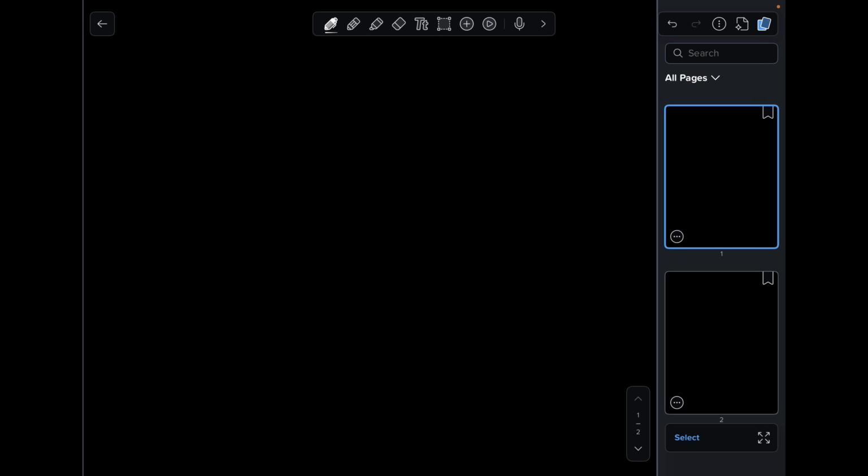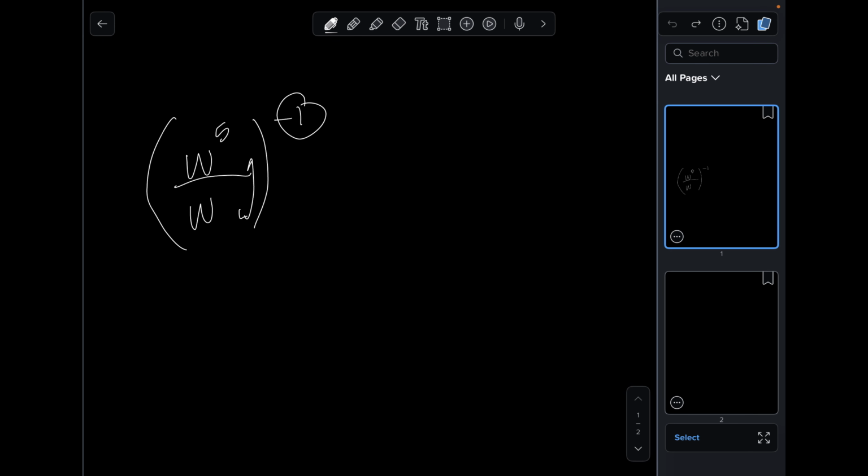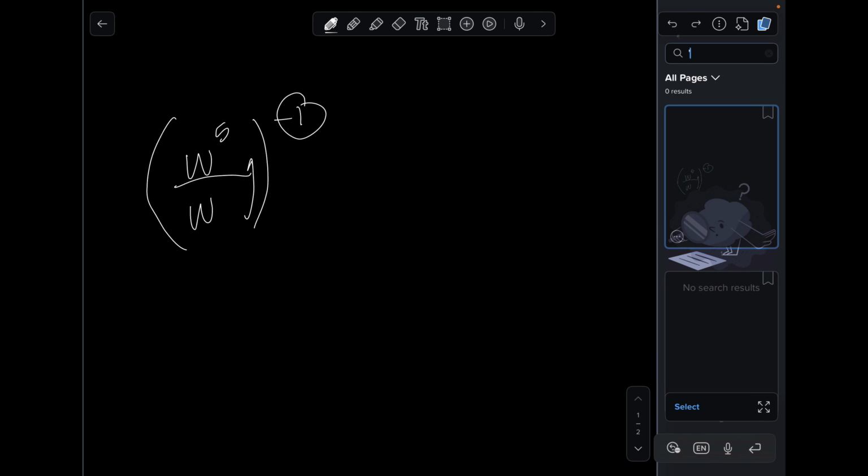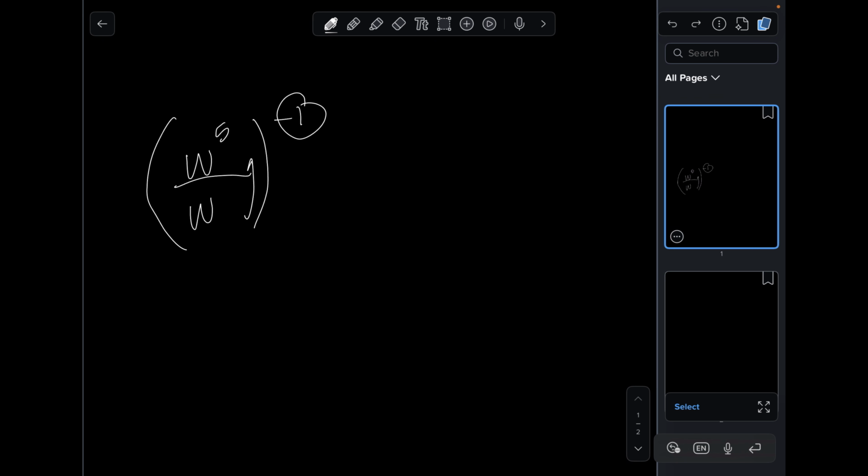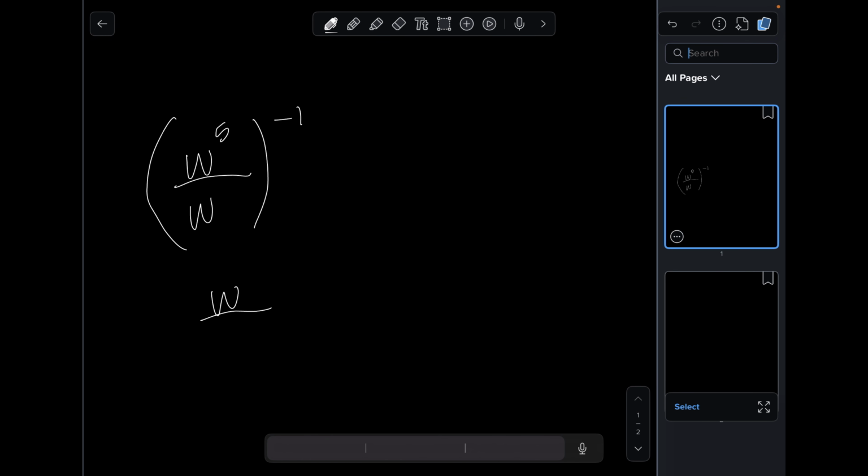All right, so say you have w to the 5th power divided by w, and you take the inverse. Try it without my help. Pause the video. Okay, well, this tells you can flip this. Flip it. W over w to the 5th power.